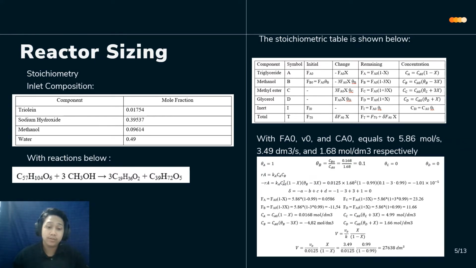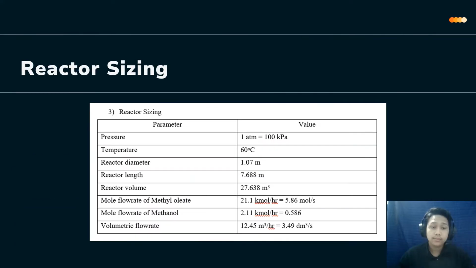Next is the reactor sizing. We know the inlet composition for the mole fraction is as follows with the reaction below. Thus, we can make the stoichiometric table as shown below for the initial, the change, and the remaining, and the concentration. Then, we know that the initial molar flow rate, volumetric flow rate, and the initial concentration equal 5.06 mole per second, 3.49 decimeter cubed per second, and 1.68 mole per decimeter cubed respectively. First we can get the final concentration of A, B, C, and D, and then we can determine the volume of the reactor. And here is the final value, which is concluded in the table as shown in the slides.